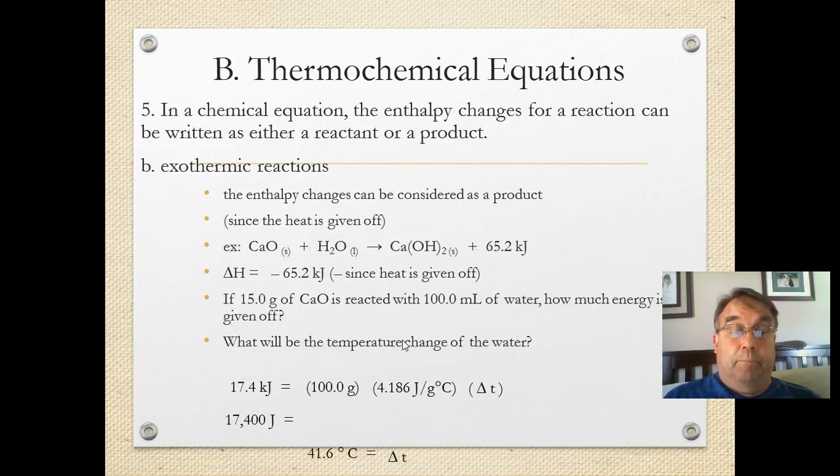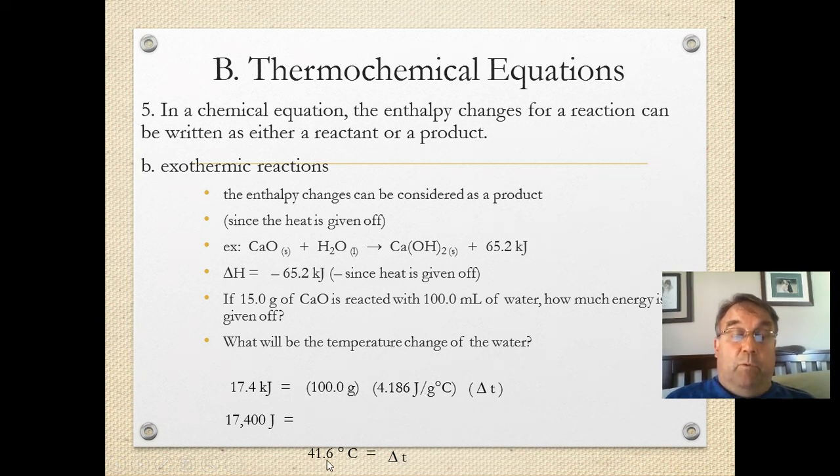Okay, so you take this 17.4 kilojoules, convert it to joules since the units here are joules, and then we divide it by 100 and we divide it by 4.186. So the change in temperature of the water is going to be 41.6 degrees. Now, ask yourself, is that water getting hotter or colder? Well, the heat is released by this into the water, so the water is getting hotter by 41.6 degrees.